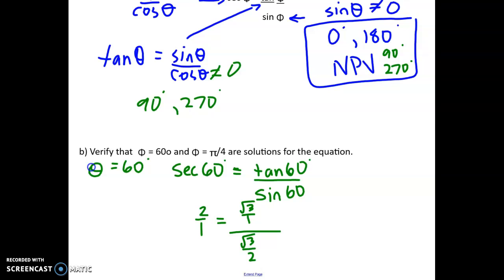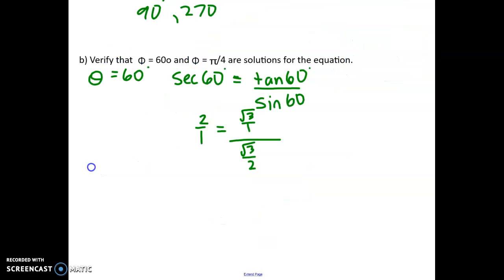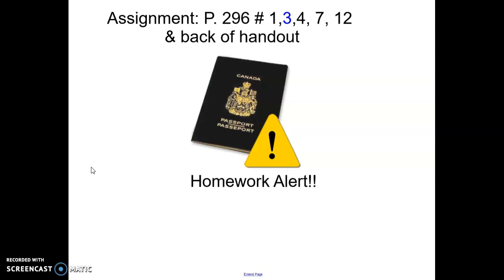So we have to simplify this now. If I divide root 3 over 1 by root 3 over 2, that's the same as multiplying by 2 over root 3. My roots cancel, so I get 2 over 1. So this has showed that at 60 degrees, this identity is true. So let's take a minute to practice this. It's on page 296, number 1, 3, 4, 7, and 12. And then on the back of your handout, there are 3 trig proofs that we're going to do as well.